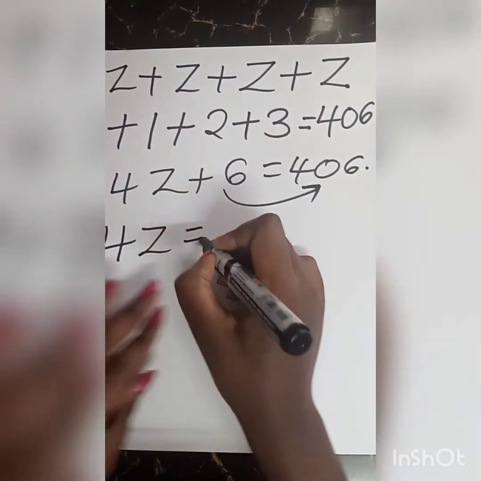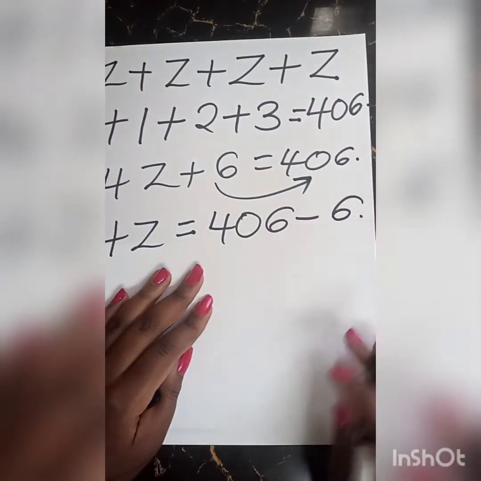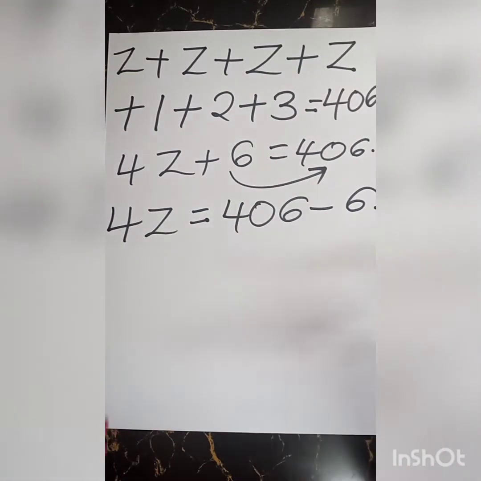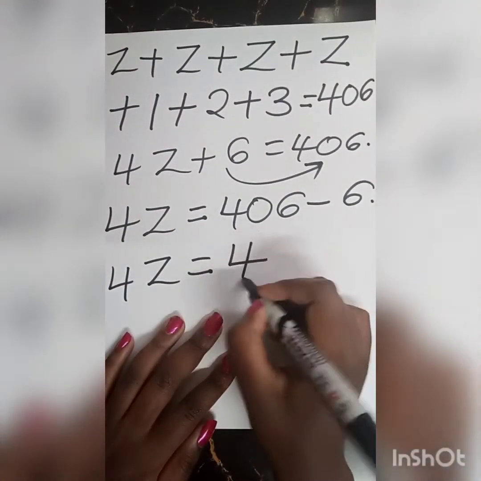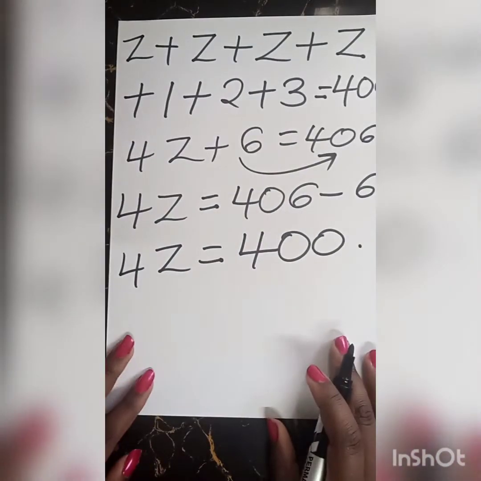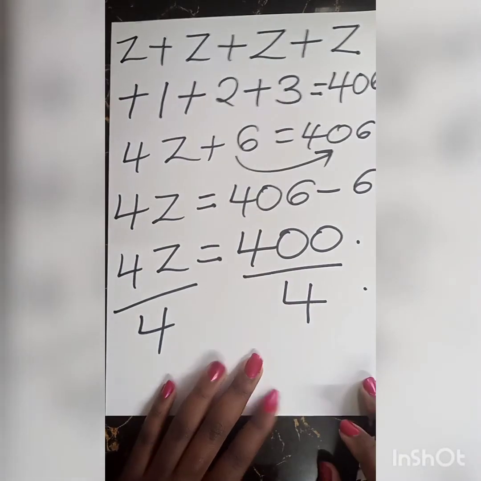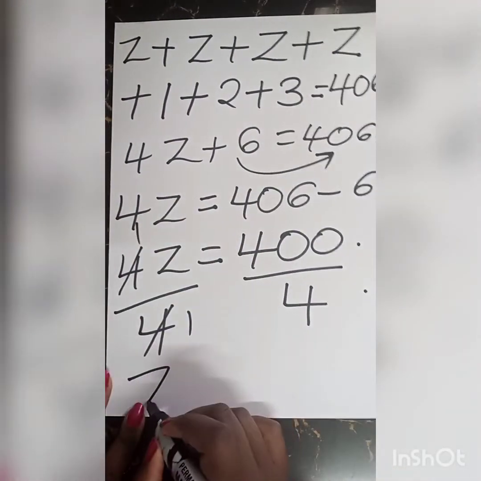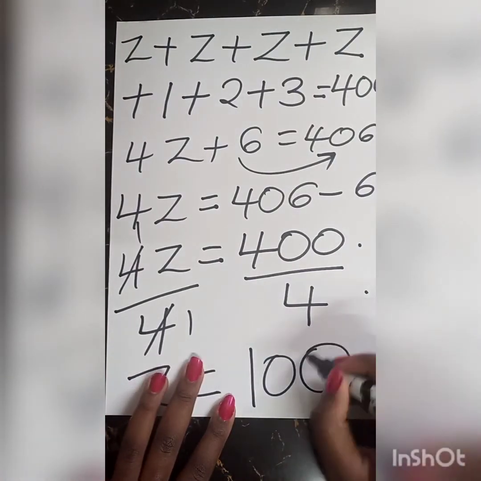So we'll have something that looks like this. 4Z is equal to 406 minus 6. What is 406 minus 6? 406 minus 6 is 400. So 4Z is equal to 400. When we divide both sides by 4, what do we get? Z is equal to 400 divided by 4, which is 100.